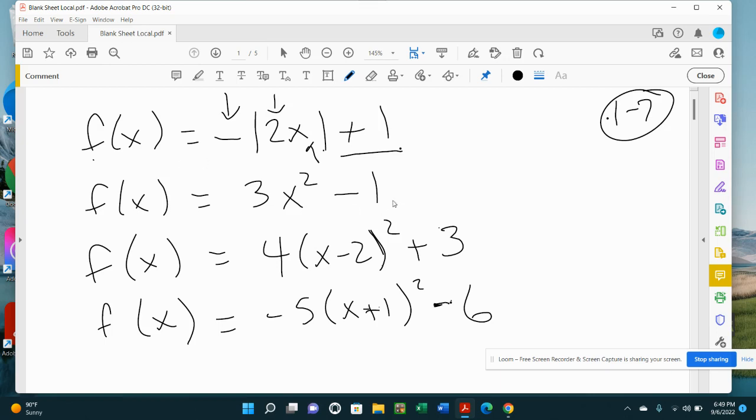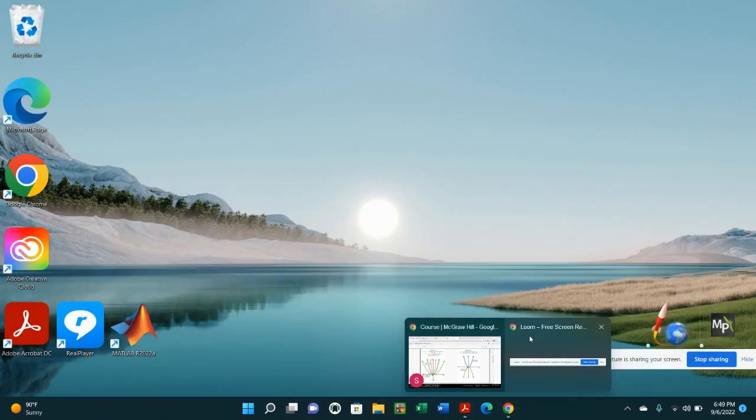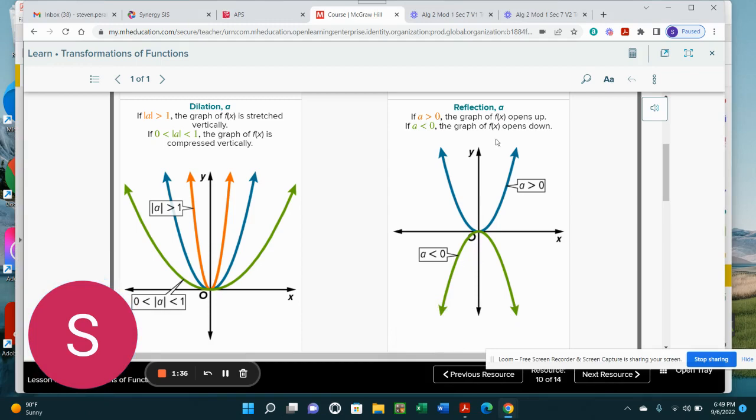In this particular case, this function is a parabola. It's going to go down one. It does not move left or right in any possible way, and it goes up 3 times faster. And what's nice about this is that a good way to predict and see what's really happening is to go to Desmos and see what's happening inside of Desmos.